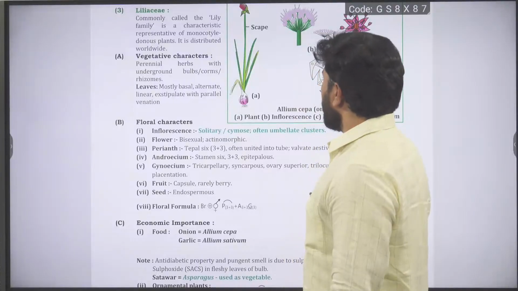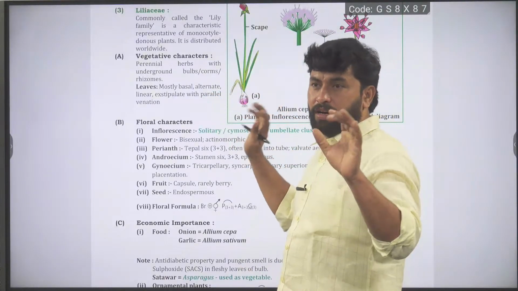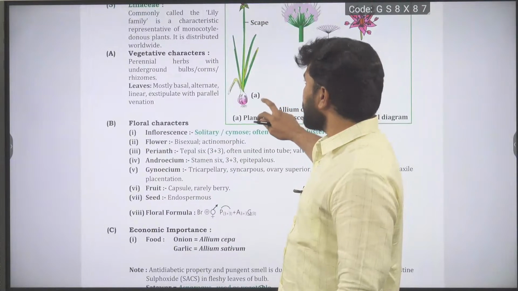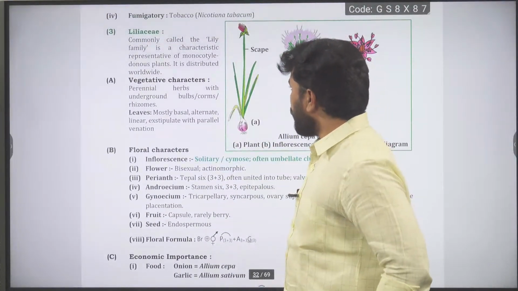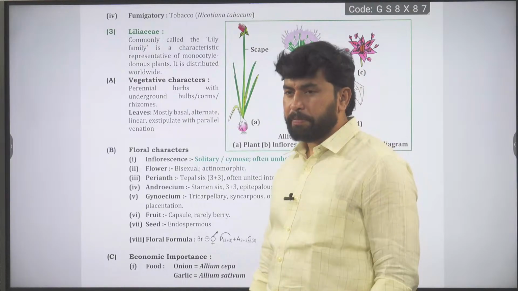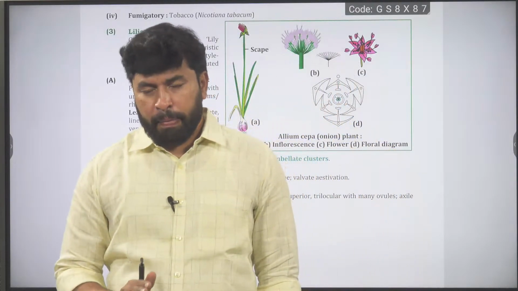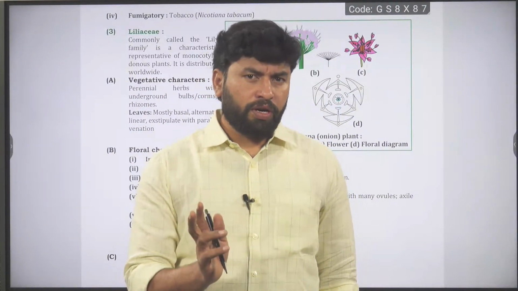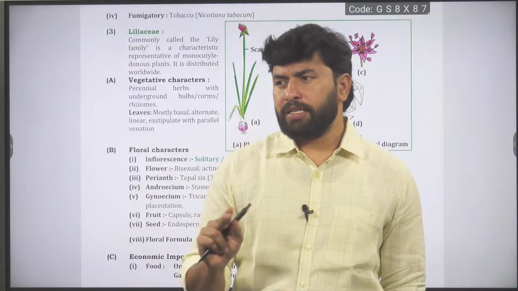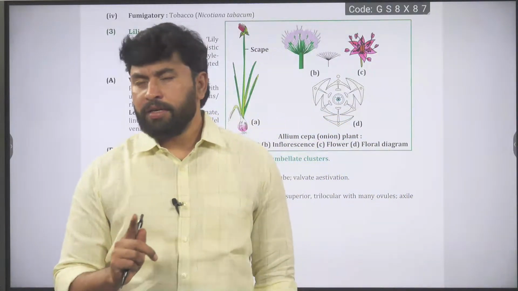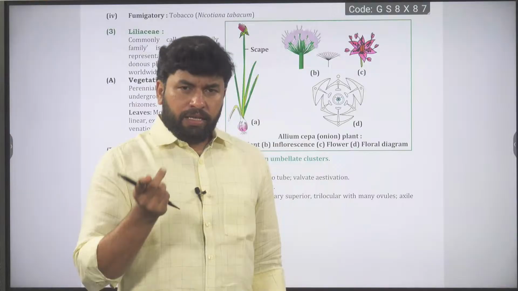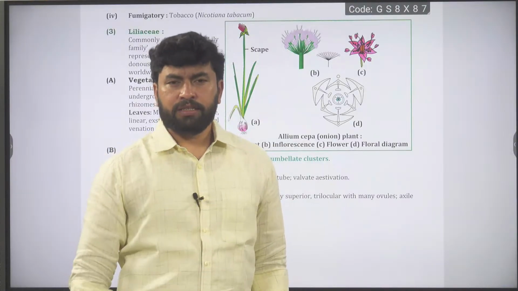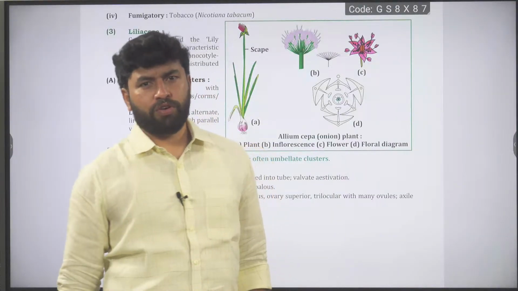Okay. So Liliaceae is a monocot family. Don't forget, all the characters of a monocot family should be applied. Commonly called the lily family, its characters are representative of monocotyledonous plants. It is distributed worldwide. My dears, in the monocotyledonous group, two families we are going to study in the list. One is Liliaceae. Another one is Poaceae or Gramineae, that we will study last. But remember, these two families are monocot.